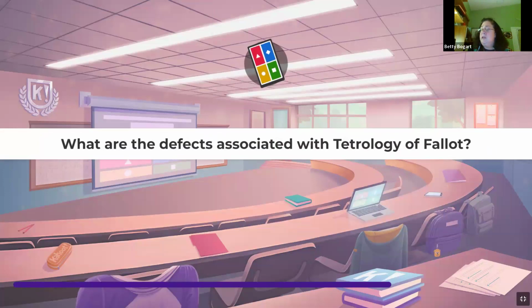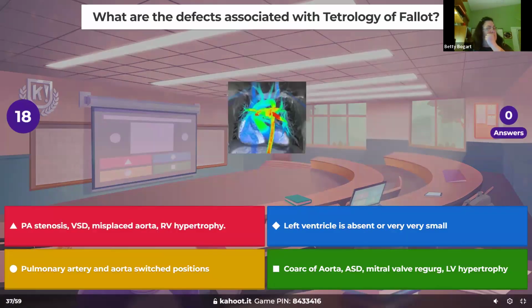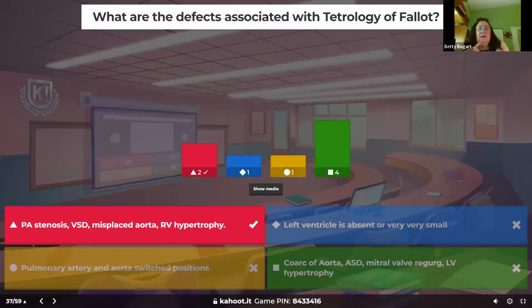What are the defects associated with tetralogy of Fallot? Remember, right side. Tetralogy is all right side. So you're going to see the pulmonary artery is small. You're going to have a hole between the ventricles. The aorta sort of gets pushed over because of that. And because sometimes the blood can't go up into the lungs, that right ventricle gets stressed. So you can see it's all right sided. When you look at the green, it's left ventricle. It's all right side.